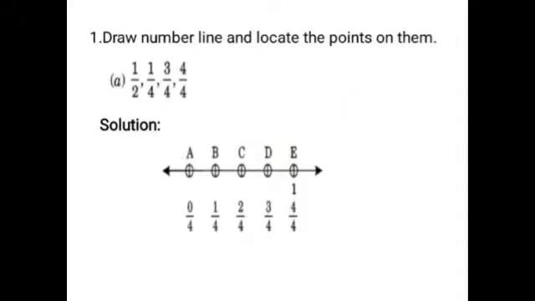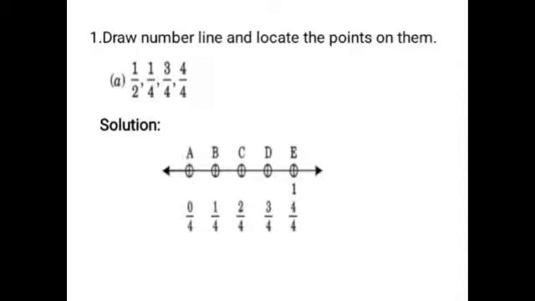See question number 1. Draw a number line and locate the points on them. Here the first point is 1 by 2, second point is 1 by 4, third point is 3 by 4 and then 4 by 4. This is 1 by 4, 3 by 4, 4 by 4. And what is 1 by 2? 1 by 2 is nothing but 2 by 4.